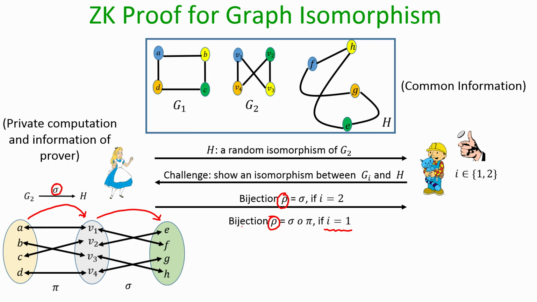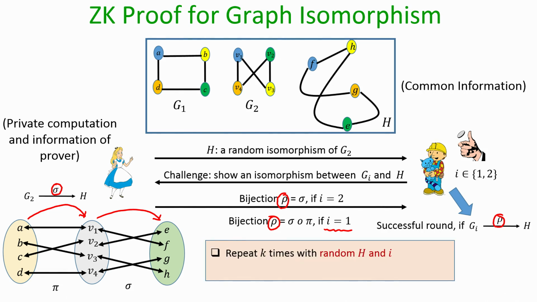Now, Bob has to verify whether indeed Alice has properly responded or not. What Bob checks is, it knows that Alice is supposed to show an isomorphism between the ith graph and H, and the response from Alice is this mapping rho. So, Bob just has to verify whether indeed the graph Gi goes to the graph H as per this mapping rho or not. If it does, then Bob is convinced that Alice has successfully passed this round, otherwise Bob says that Alice has failed in this round.